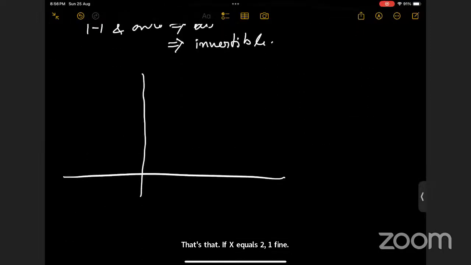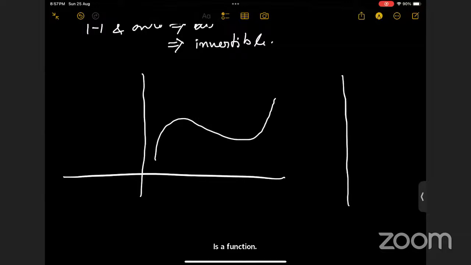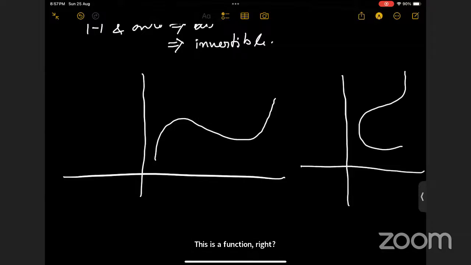Okay. So suppose this is a function, right? Yeah, ma'am. Is this a function? No, ma'am. Why? Vertical line test, right? If we apply the vertical line test, for this element x, we have 2 different images, right? Yes, ma'am. One is this, one is that, right? So this is not a function.